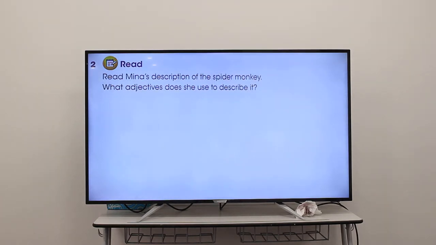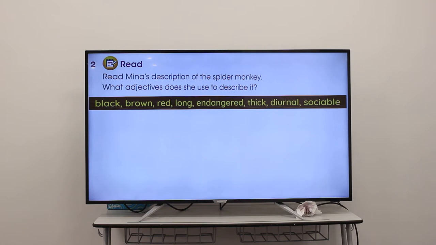I wanted you to remember them. Now, what adjectives does she use to describe it? Okay, these are the adjectives in the text: black, brown, red, long, endangered, thick, diurnal, sociable.